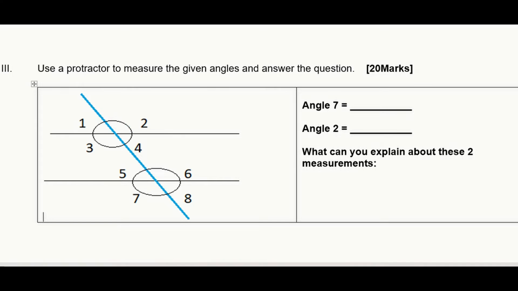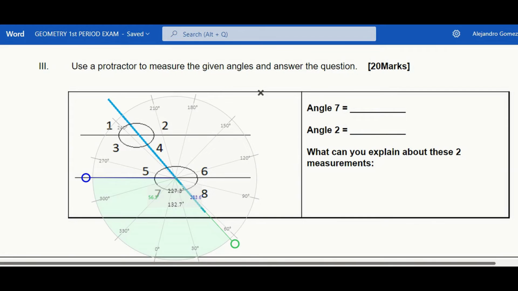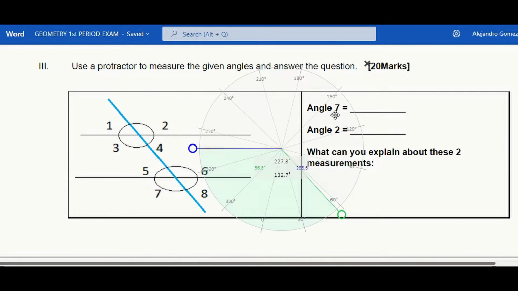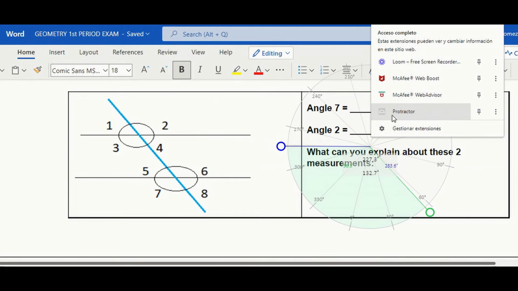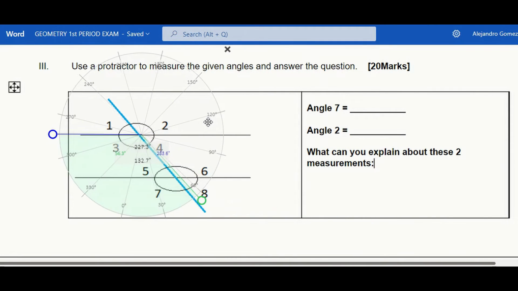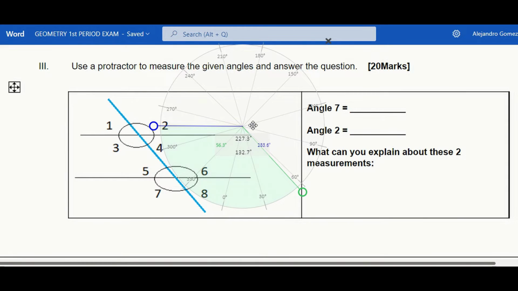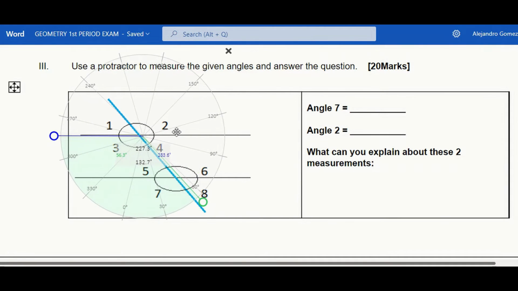Now I need a protractor, so I am going to come here, where I have this protractor. You can find it in a Google extension called Protractor, no surprise. And then I have the protractor, this beautiful tool. What I want to do is match the very center of my protractor with the intersection of the angle I am measuring. Let's go for angle 2.